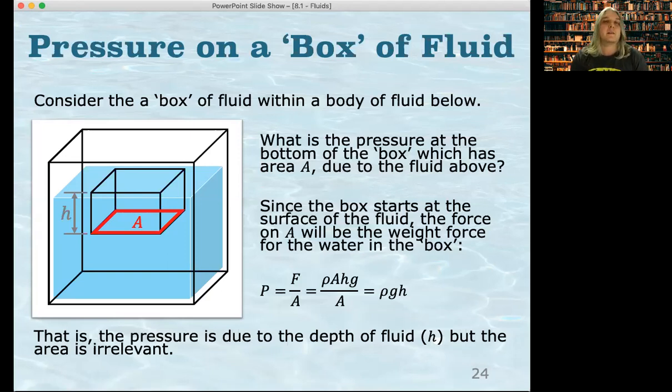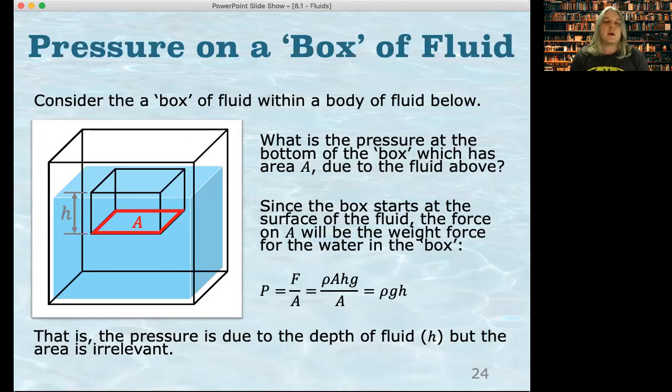It doesn't actually matter how big we make that box, because the bigger we make the box, yes, we're making that red area A bigger, but we're also including an exactly proportionally larger amount of fluid above that red area A. And so it scales exactly, and we end up finding that the area is actually irrelevant. All that matters is the depth of the fluid.